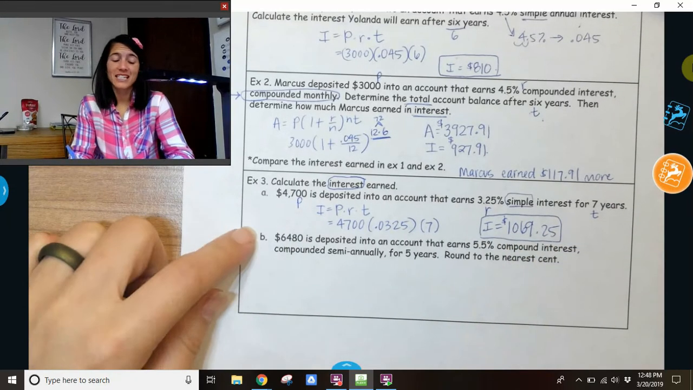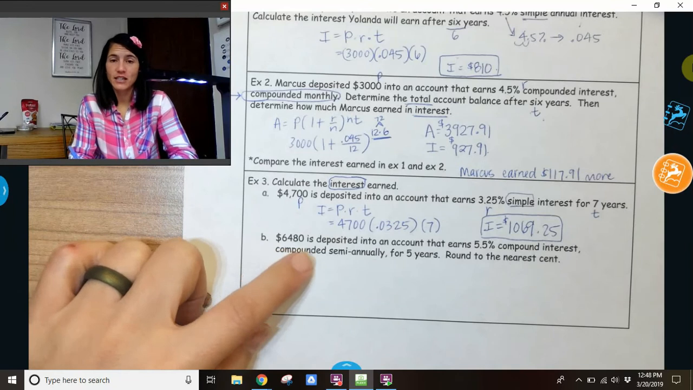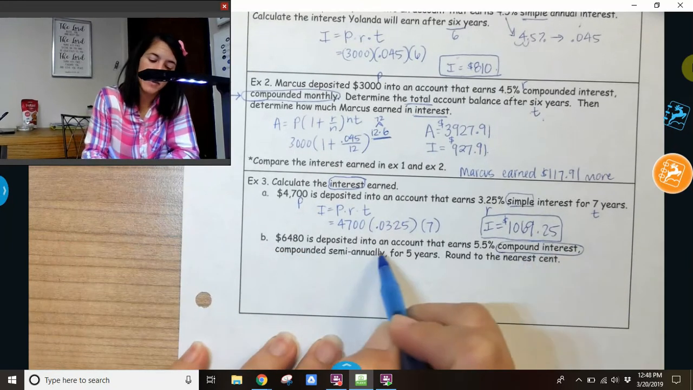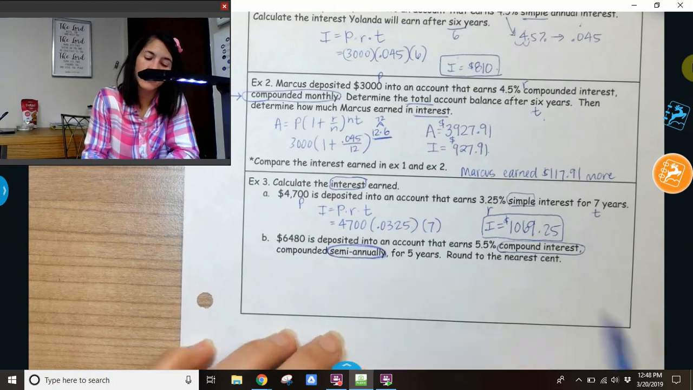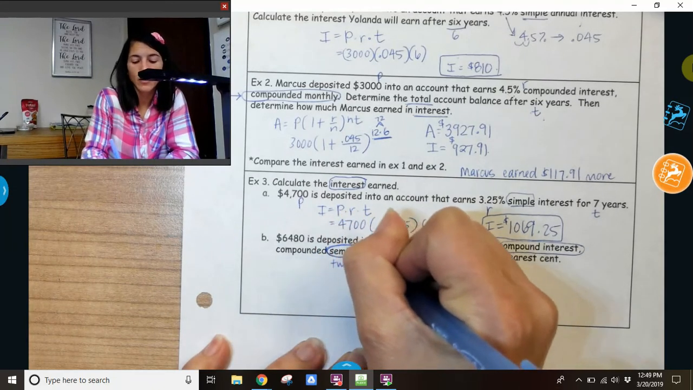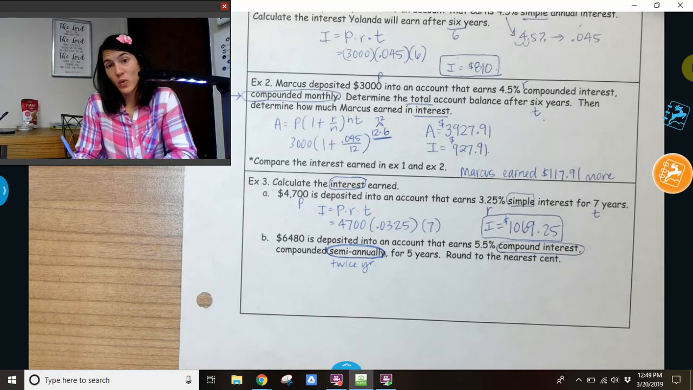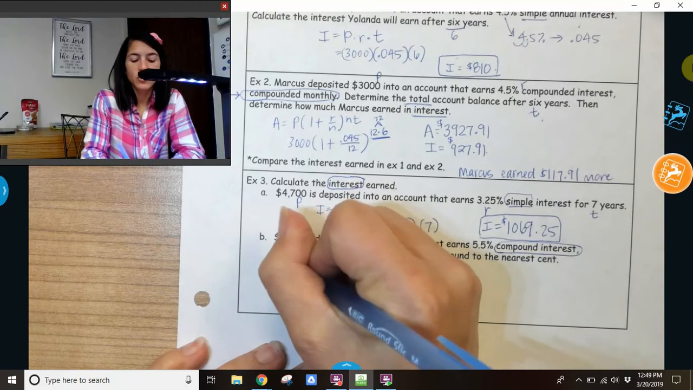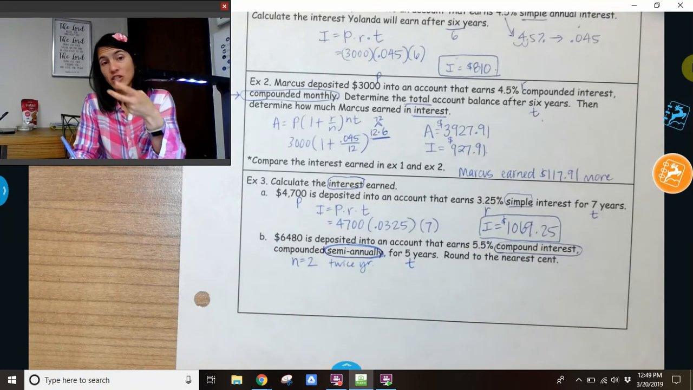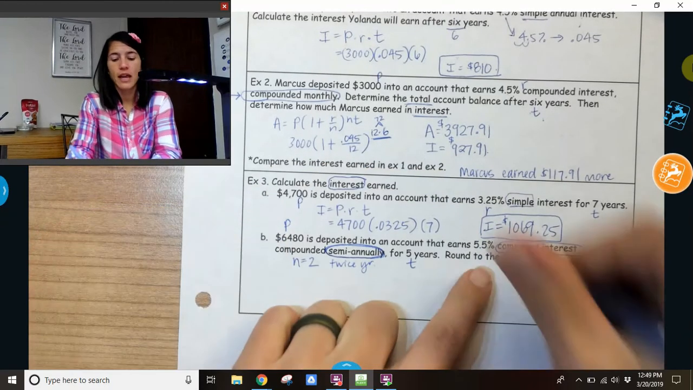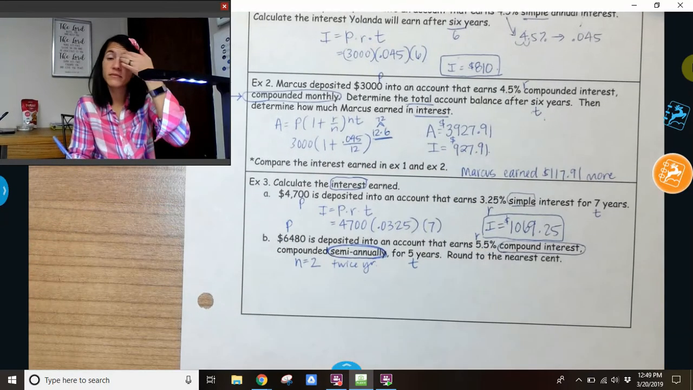Now, part B is $6,480 is deposited at 5.5% compound interest, and compounded semi-annually. Highlight or underline or circle the word semi-annually. Semi-annually means twice a year, for 5 years. So here's my T. If it's twice a year, that means my N is 2 because it's going to compound twice a year. Here's my beginning amount, my original amount, and my rate is 5.5%.